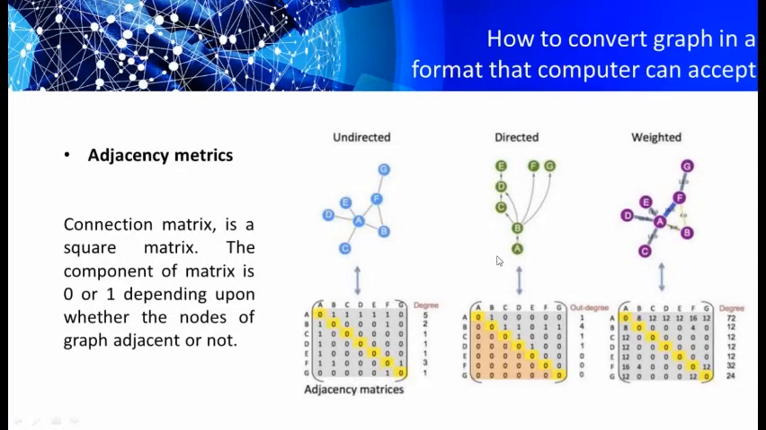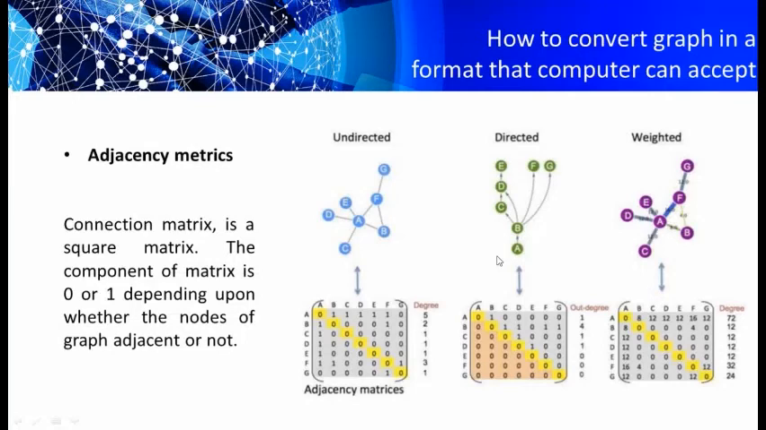The other type is the adjacency matrix. The adjacency matrix is a connection matrix, which is a square matrix. The components of the matrix are 0 or 1 depending on whether the nodes of the graph are adjacent or not. For example, in this undirected graph, A and C, A and B, C, D, E, and E, F are adjacent, so that is defined as 1. G is not adjacent to A, so we define it as 0.